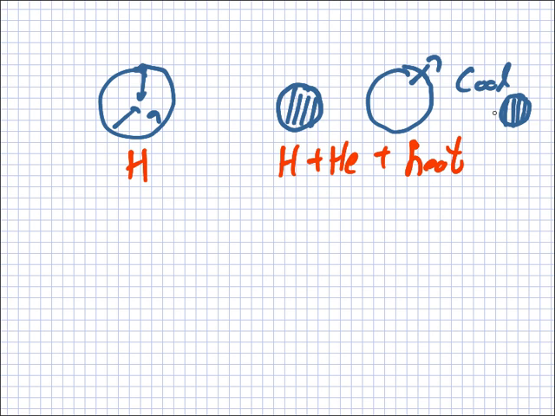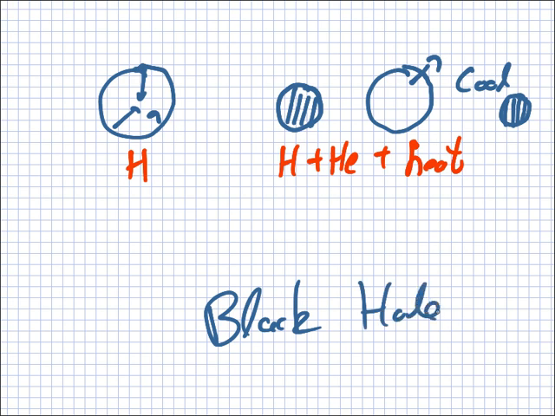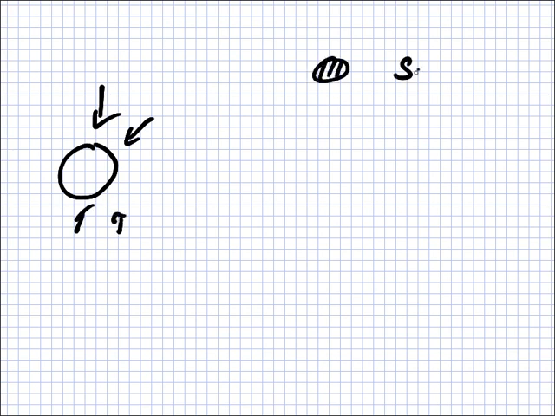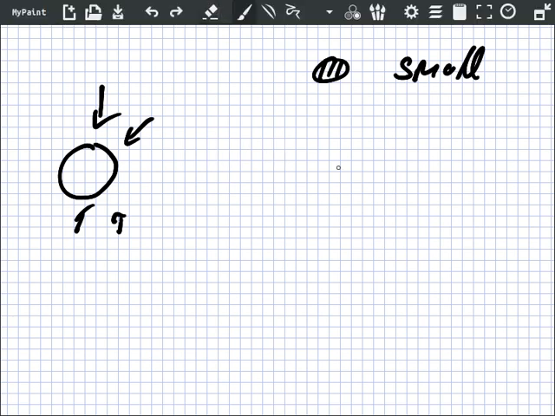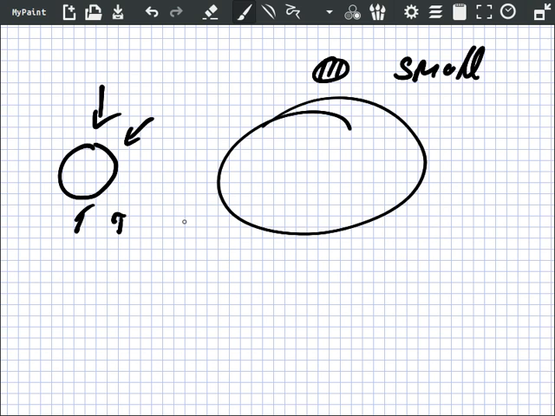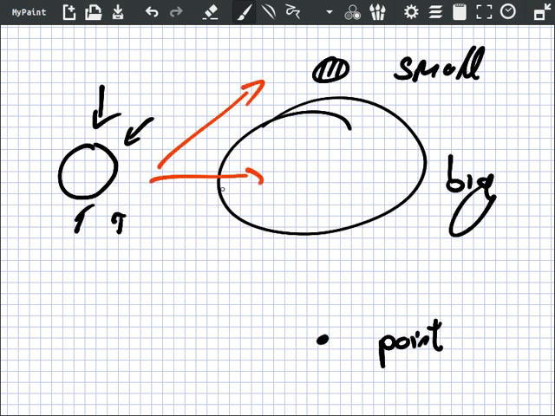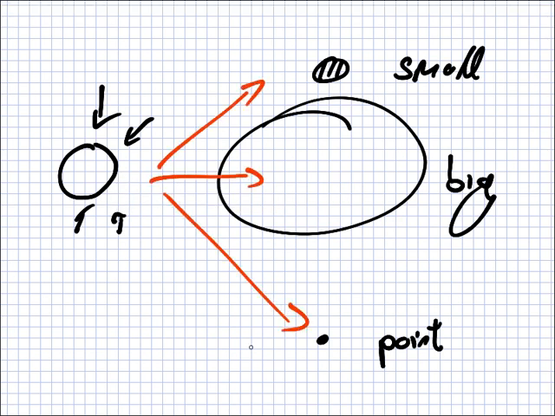And then what does it become? Then at the end it becomes a black hole. Yeah. So three things can happen. It can either shrink and just become very small, or it can shrink and then explode, so then become very big. Or it can shrink and become a little point. So either this, this, or this. And the choice depends on the mass at the start. So if the mass is big enough, it will become this.